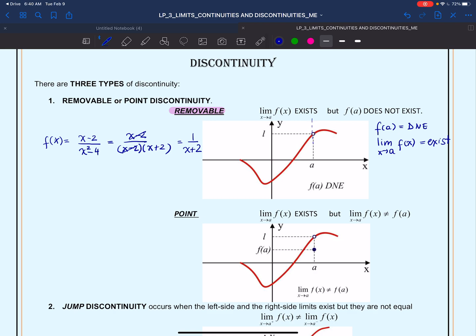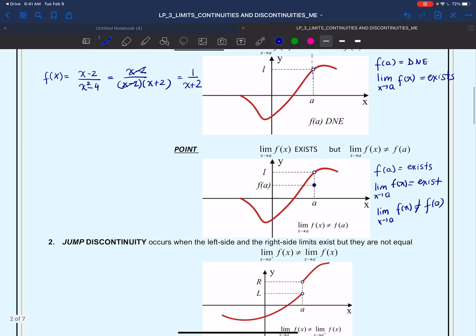So in the next equation, f of a exists, the limit as x approaches a for f of x also exists, but they are different in values. So the limit as x approaches a for f of x is different than f of a. And that's the reason why we have a point discontinuity here.